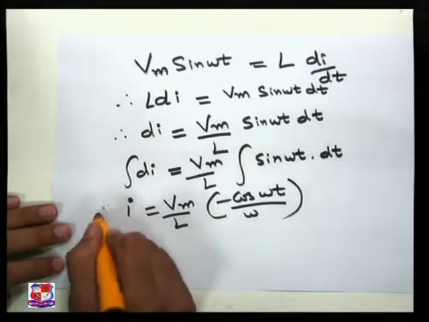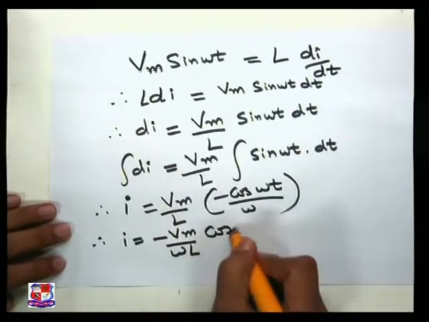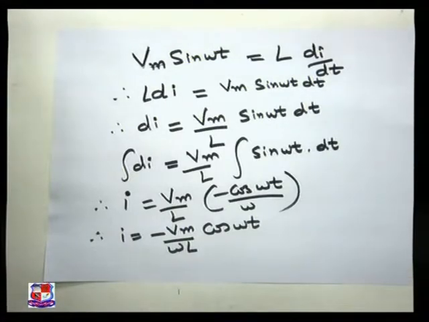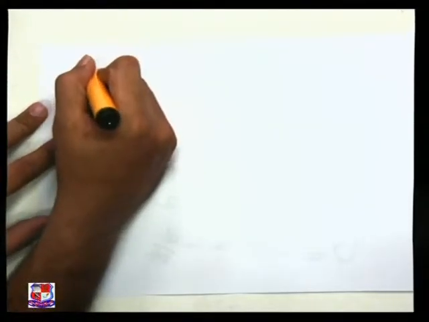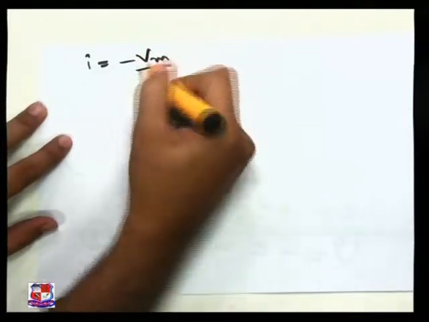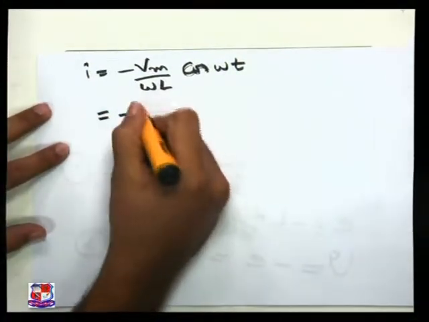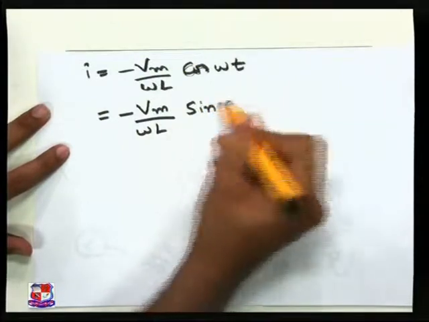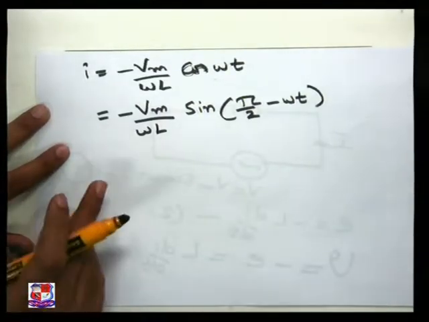Okay, so finally we can say I equals minus Vm by omega L cos omega t, right? Same equation, I equals minus Vm by omega L cos omega t. We can write this cos in terms of sin as sin of pi by 2 minus omega t, because it will be like in the first quadrant, and sin of pi by 2 minus theta is cos theta, right?